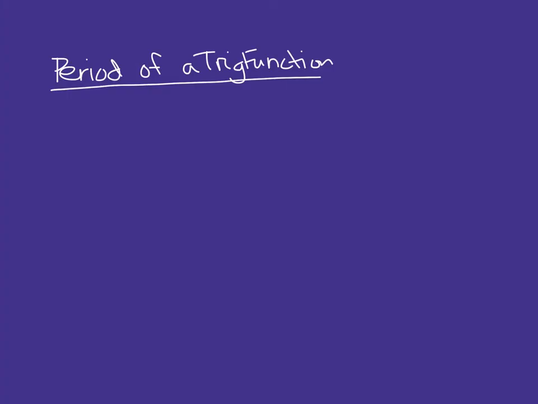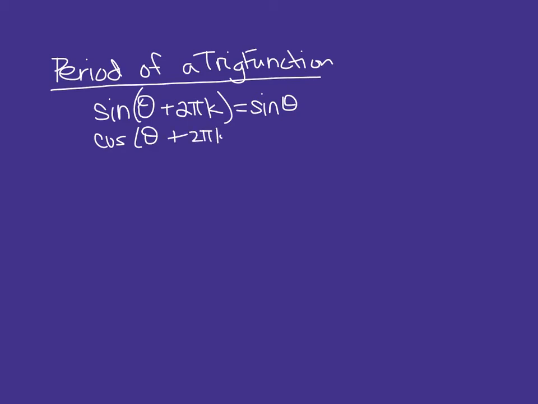So another property of trig functions is that they are what we call periodic functions. I'll write that down in just a second, but first I'll explain what that means. If you have sine of a value, and then you take that theta value and add any integer multiple of 2 pi, you will actually get the same value that you started with. The same thing happens with cosine. If you add any integer multiple of 2 pi, you'll get what you started with.